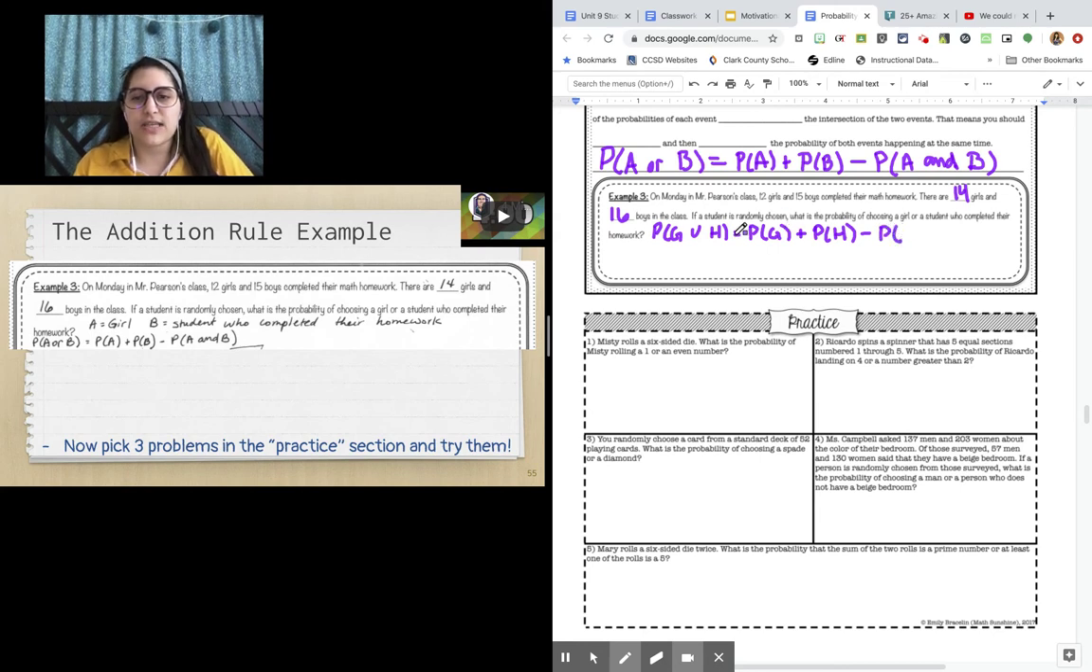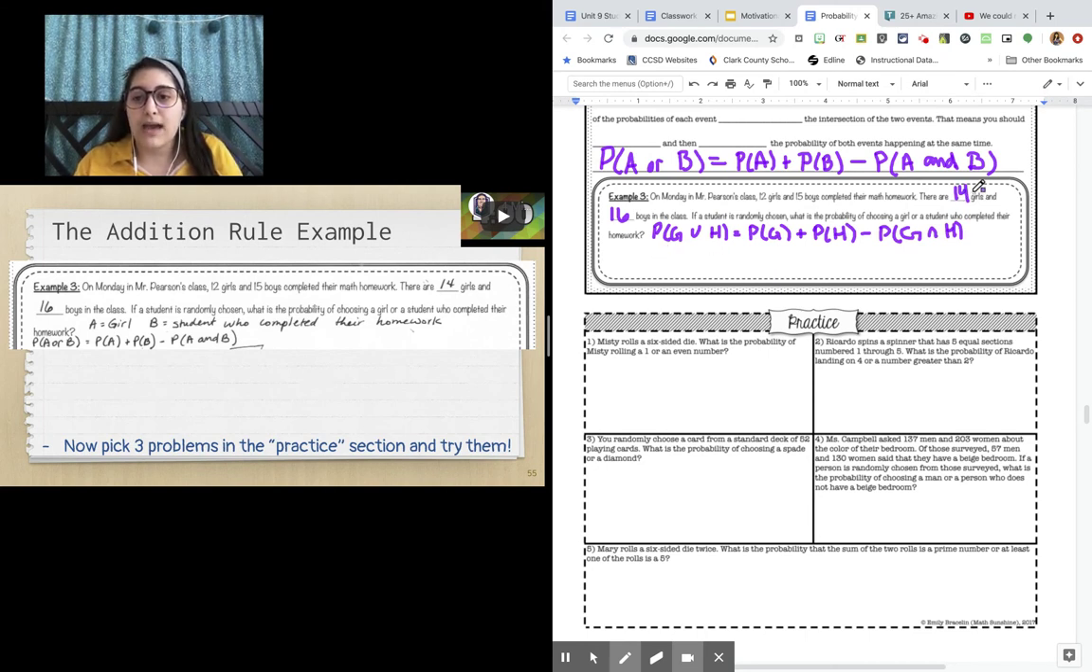Because if I just count all the girls and I just count all the people that did their homework, I'm going to count some girls twice, right? I'm going to count some students twice, the girls who did their homework, because they fit in both categories. So I need to subtract girl and homework. Remember that the symbol for and is that upside down U. Okay. So let's go through and figure out what these probabilities are.